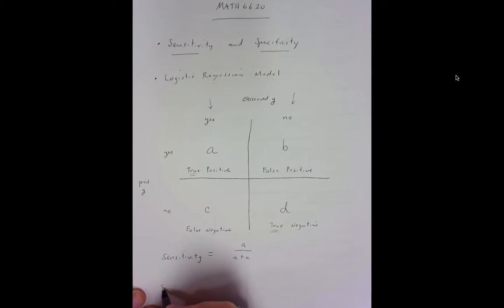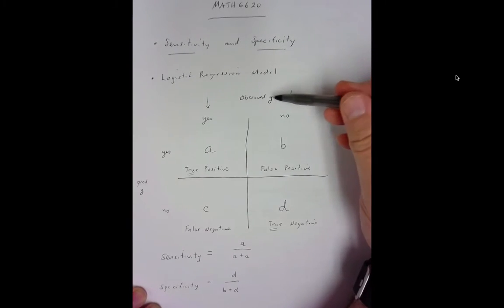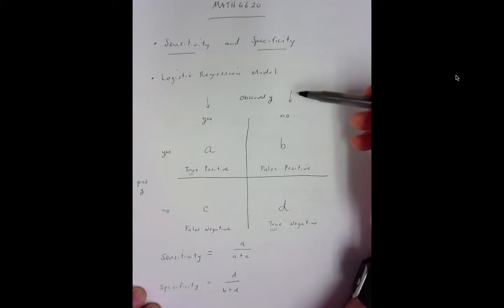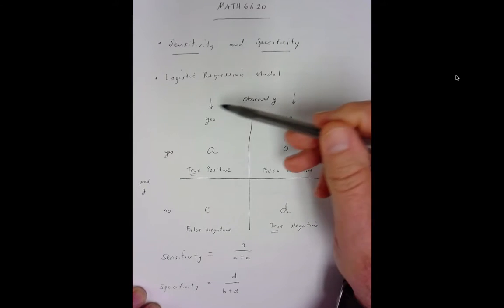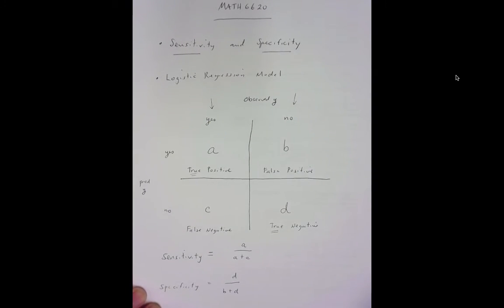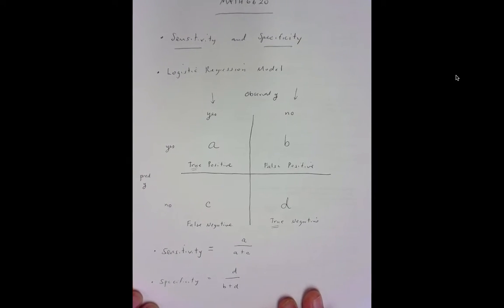However it's laid out, for specificity we start from D and look backwards. So this is D over B plus D. Our focus here is on the observed y's that weren't what we were observing. I did something with the occupational therapy department in terms of fall status, and it's going to be in the next video. Patients either fall or they didn't. Students either succeed or they don't. People who check into a hospital ER either live or they don't. So again, we've dichotomized things in terms of yes, it happened, and no, it didn't. As long as you set up your table this way, these definitions for sensitivity and specificity will always work.